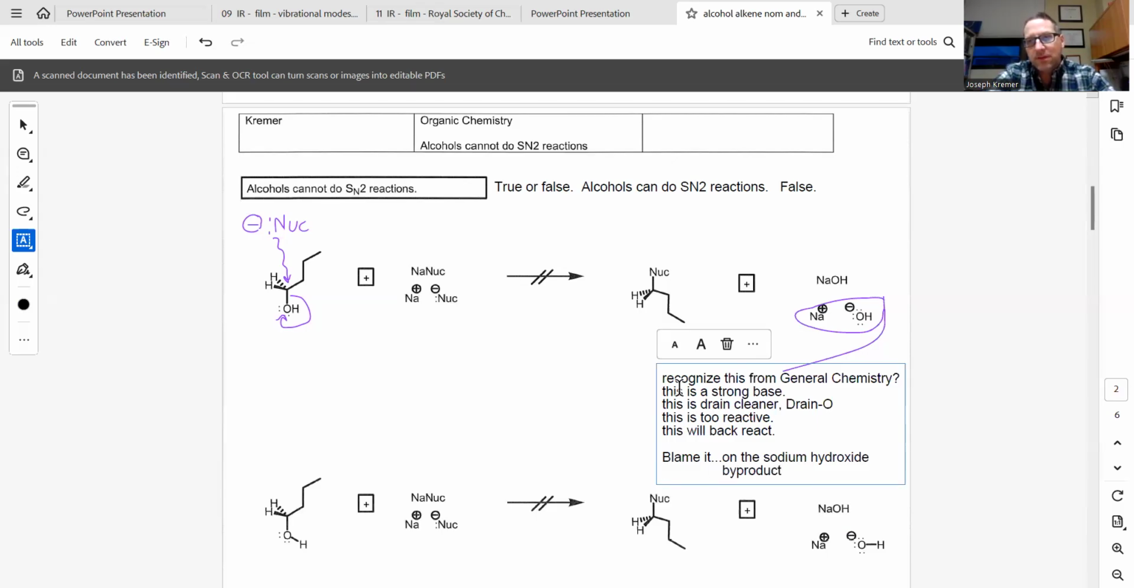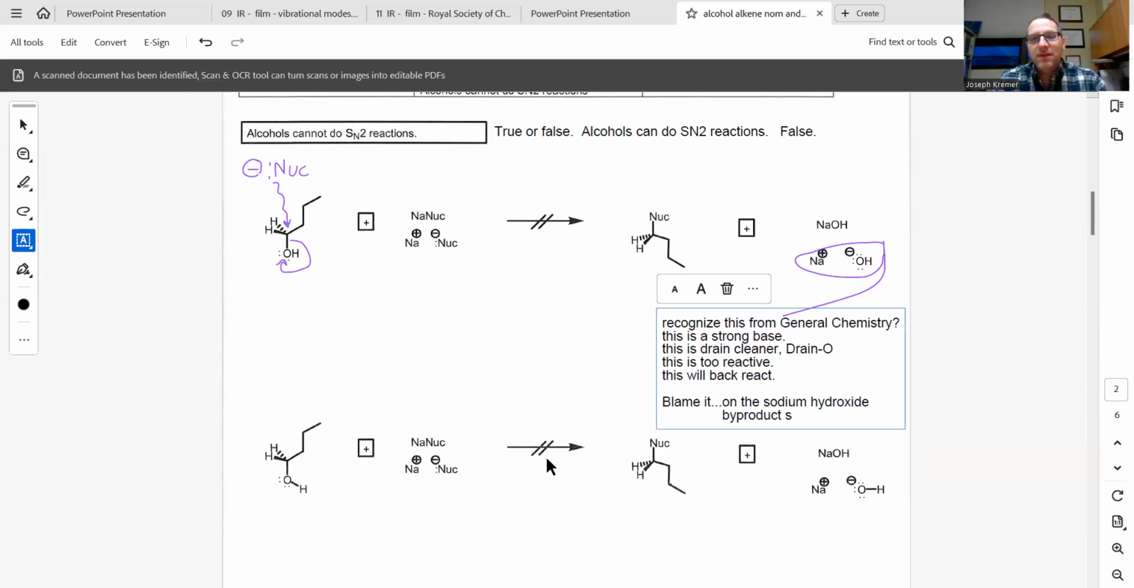Usually byproducts are innocent and they go along their way and they leave, but not this one. This one is gonna punch back and it's gonna cause a back reaction. This one punches back.